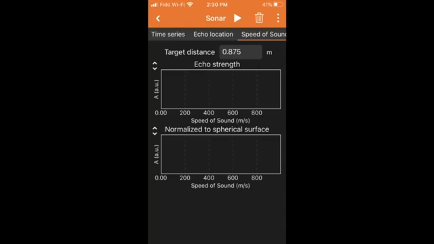This experiment will use the sonar tool. You'll begin by entering your target distance, and then you will hold your phone that distance away from the ground without any obstructions in between. Use the fancy meter stick to measure this distance. When you are ready, push the play button and your device will emit a series of beeps.